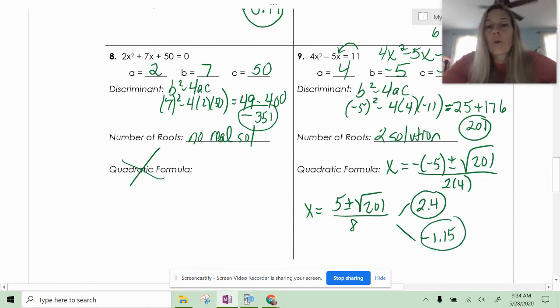And that's it. So basically, we spent the last couple days just going over discriminant and the quadratic formula, how we use the discriminant to determine the number of solutions, and then how we actually use the quadratic formula to find those solutions or x-intercepts. And that's pretty much it.